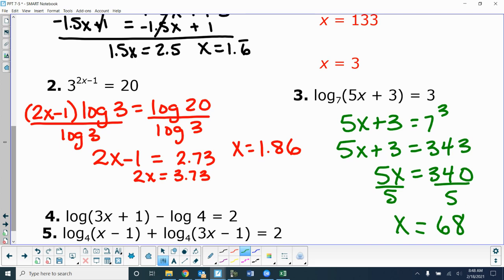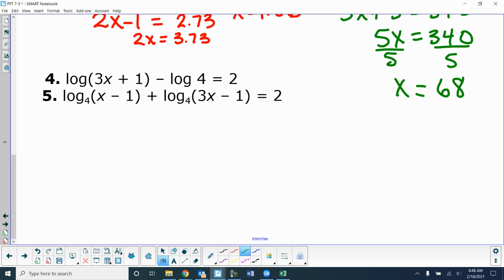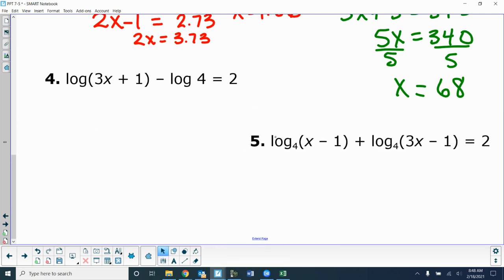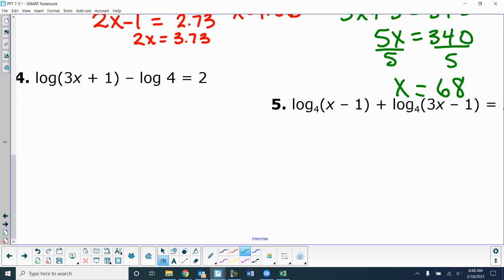Now, for 4 and 5, they're not single logs. So what do we got to do? Yeah, single log it. What do I have to do to single log it? You subtract 1? No. I got to write this as 1 log instead of 2. Yeah, 1 log. So do it. It's subtraction. So what are you supposed to do? Divide. Yeah. You just write 3x plus 1 over 4.